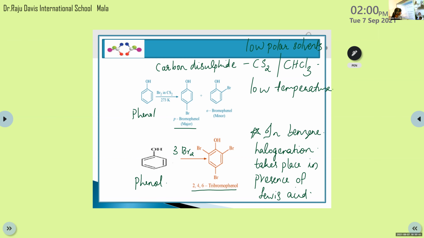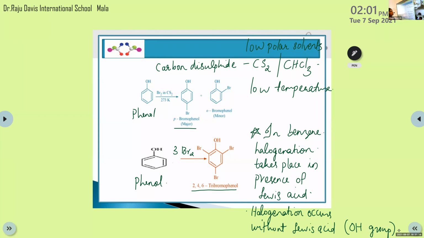It is due to the highly activating group present in phenol, that is the OH group. Halogenation occurs without Lewis acid. The reason is that the OH group is present in the ring. So that's about the two types of electrophilic aromatic substitution reaction. The first one is nitration and the second one is halogenation.